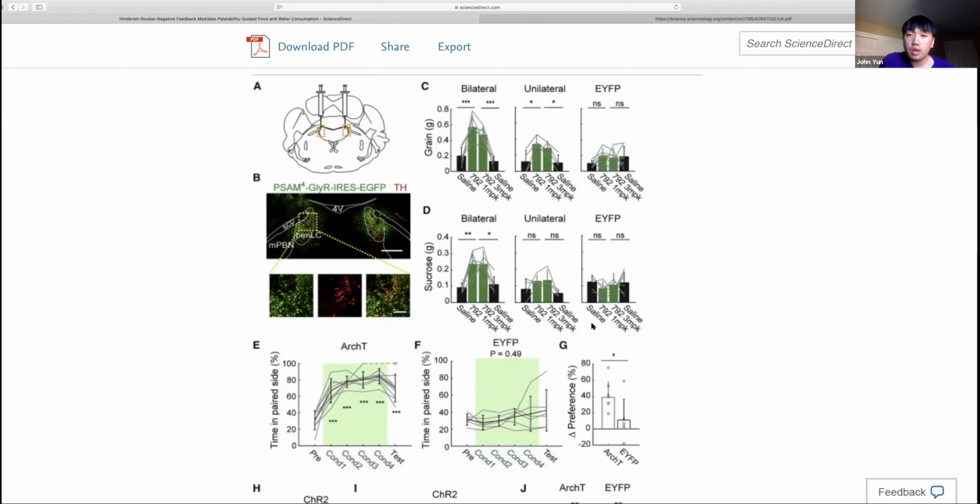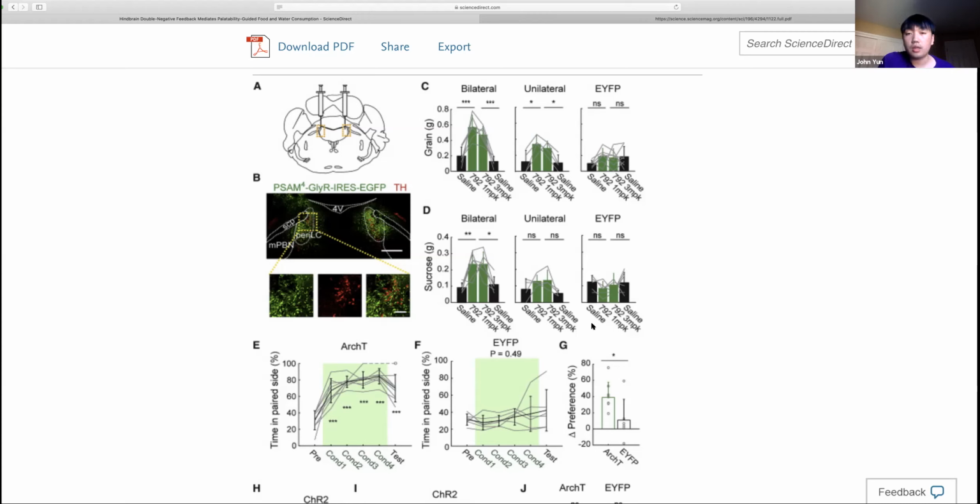So for C, it shows that when these two neuron populations have been inhibited, both bilaterally and unilaterally, there was an increase in food consumption for grain pellets. And they compare that with the control group, which has been injected with just the yellow fluorescent protein. Compared to the control group, where there's no significant difference, inhibiting the peri-LC neurons led to a significant increase in food consumption. And in figure D, they did the same thing with sugar pellets. So similar results, where inhibiting led to increase in food consumption.